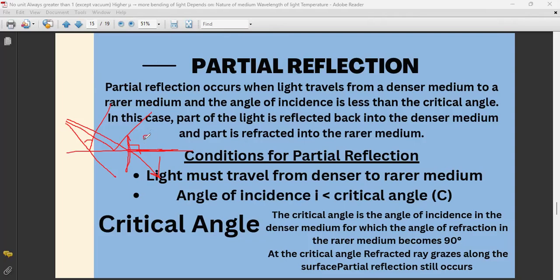Okay, which has the value of 90 degrees, because here the light ray isn't moving completely into the second medium, but it is traveling along the path of the surface. So this angle which is created here, it is the 90-degree angle, and that angle is called the critical angle. At the critical angle, the refracted ray grazes along the surface, and partial reflection still occurs.